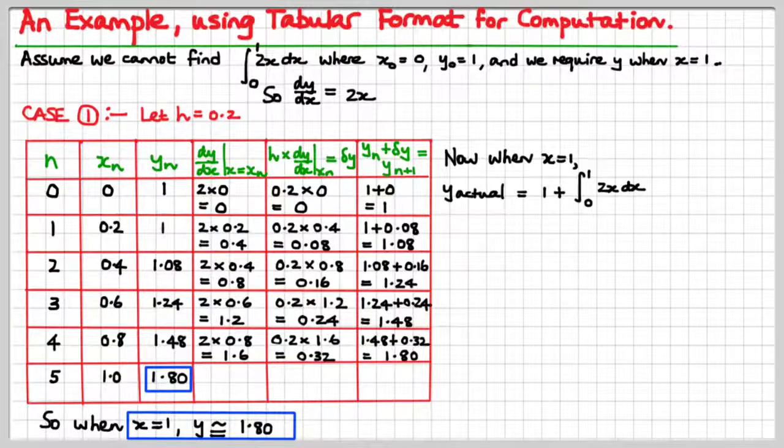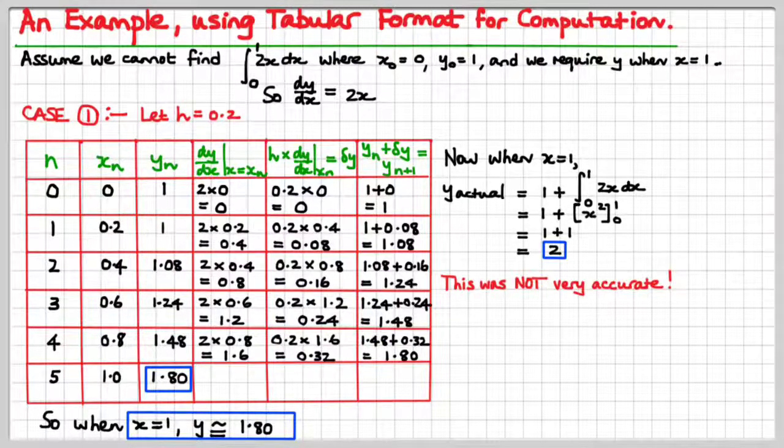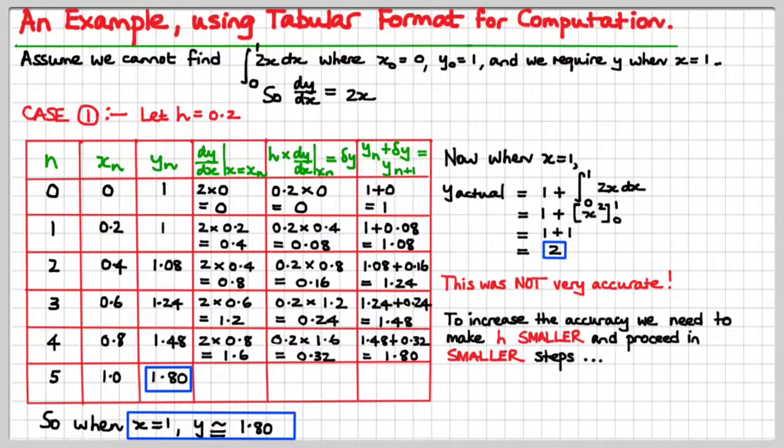Yes, and that's easy to do. That's 2x, that's just going to be x squared, isn't it? So, yeah, x squared integrated between 0 and 1, which will get us 1 plus 1, which will get us 2. So the actual analytically correct value of y when x is 1 is 2. We estimated with Euler's technique to be 1.8, which ain't too crash hot, guys. That's not very accurate, is it? No, Mr. Wolfman, it's pretty bad. So, to increase the accuracy, we need to make h smaller and proceed in smaller steps. Smaller steps, yes?